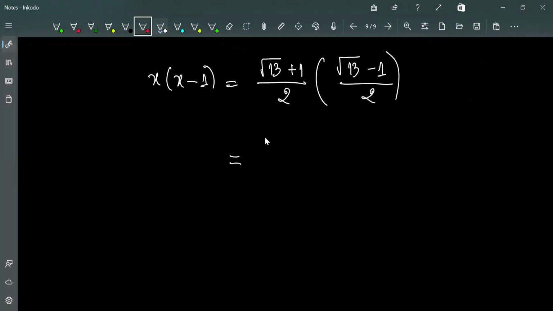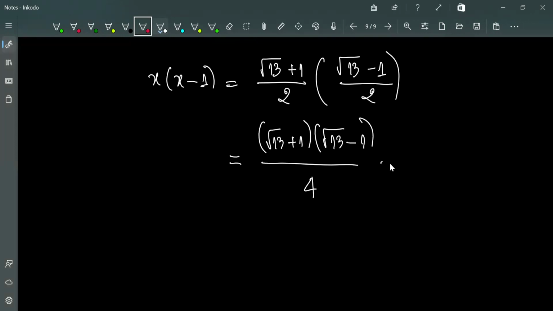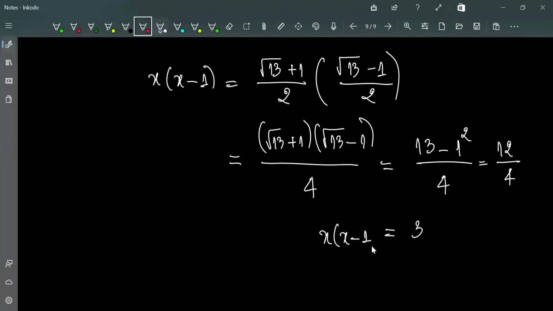Okay, so now we can write square root of 13 plus 1 times square root of 13 minus 1 over 4. And then we can write 13 minus 1 over 4. That's it. 12 over 4 is equal to 3. So right now we know the value of x times x minus 1.